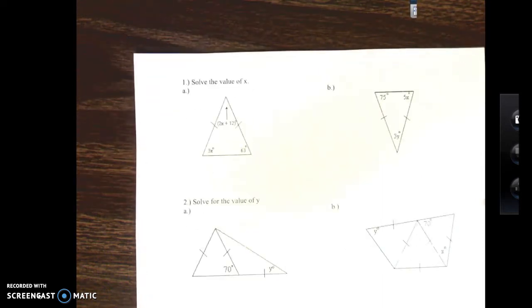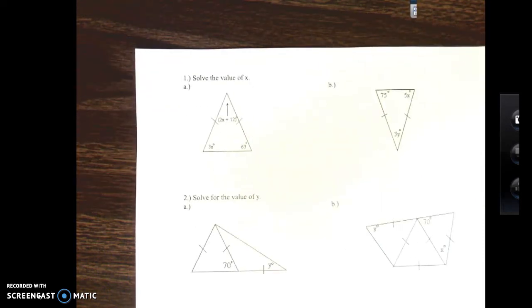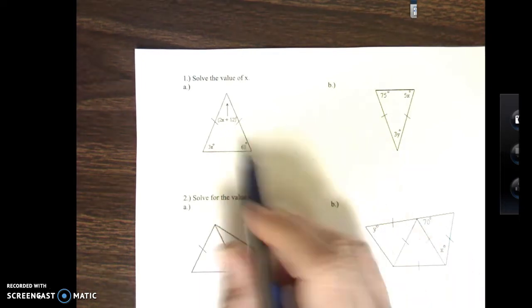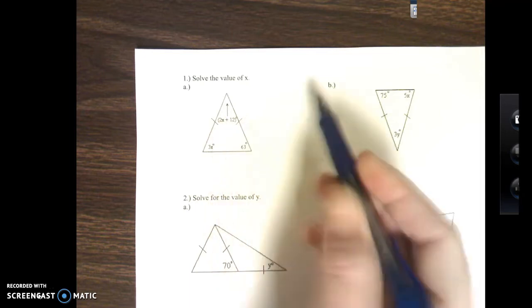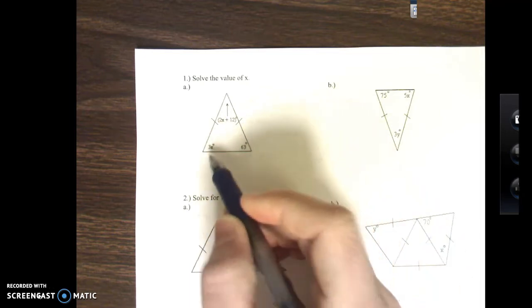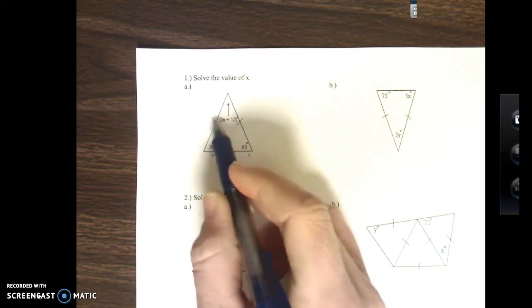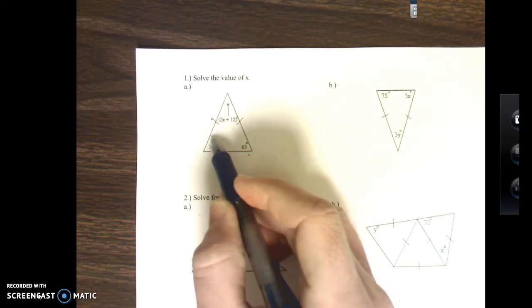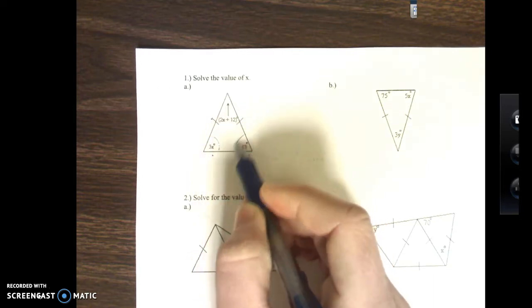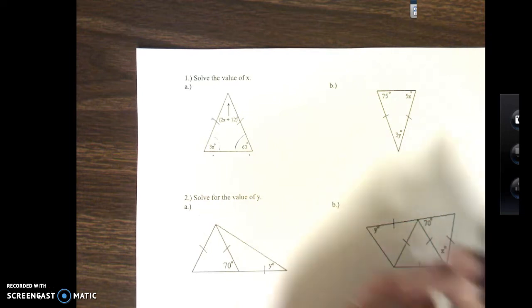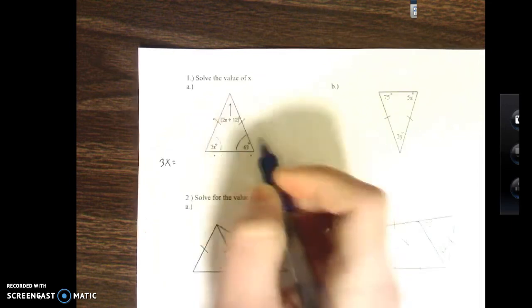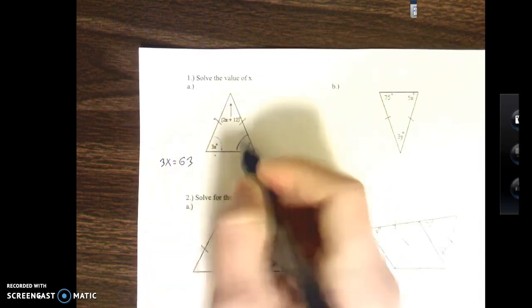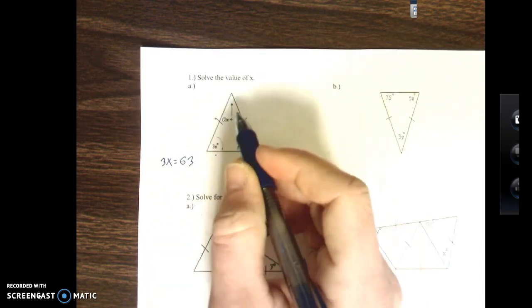Okay? So here we go. Let's see here. Can I zoom in a little bit? Nope, can't. All right. Here I have an isosceles triangle because I have these two sides the same. All right, so ladies and gentlemen, if these two sides are the same, I know that these two angles are the same. Okay? So what I can do is I can say 3x equals 63 because of the isosceles triangle.